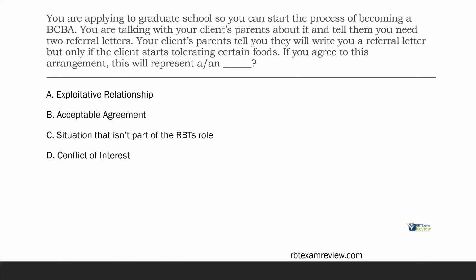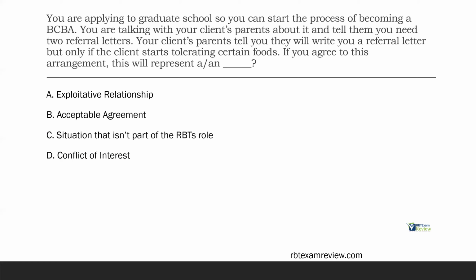You're applying to graduate school so you can start the process of becoming a BCBA. You're talking with your client's parents about it, and you tell them you need 2 referral letters. Your client's parents tell you they will write you a referral letter, but only if the client starts tolerating certain foods. If you agree to this arrangement, this will represent what? So an ethical scenario here where you need a referral letter, and the parents offer to write one only if something happens, right?